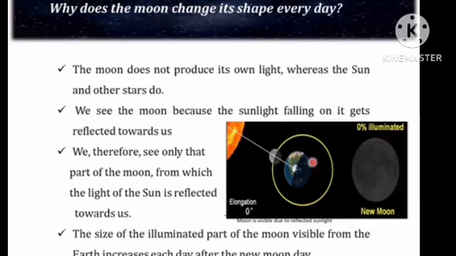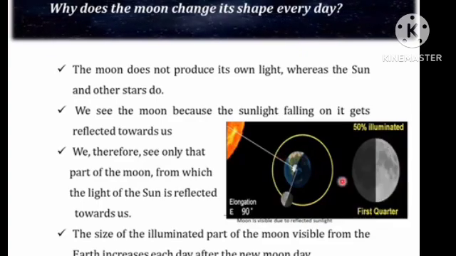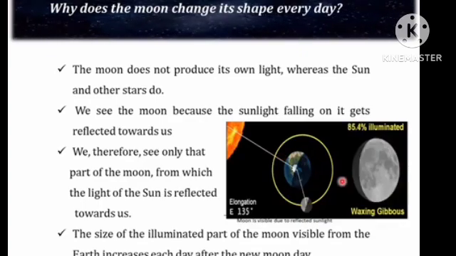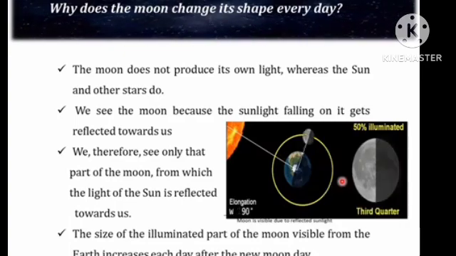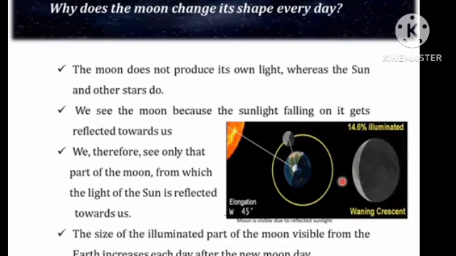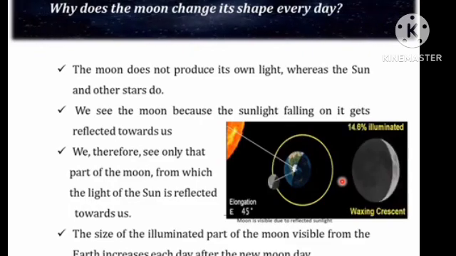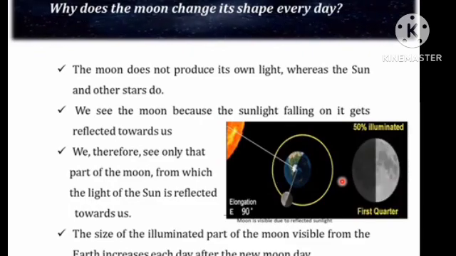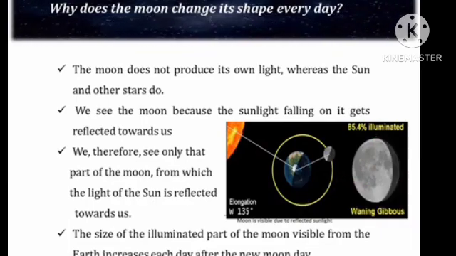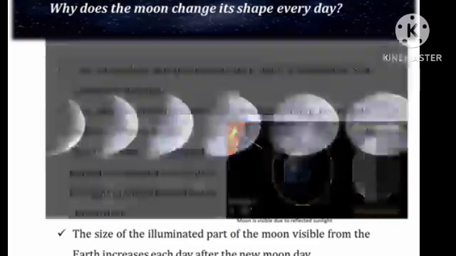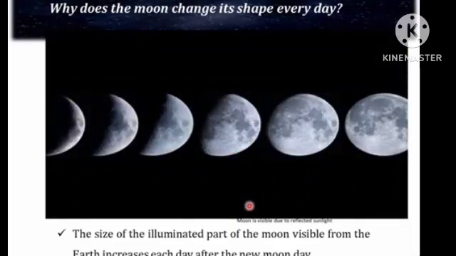For example, on the new moon day, the moon is lined up between the sun and the earth. Hence, we see the side of the moon that is not lit by the sun. Similarly, on the full moon day, the moon receives full light from the sun and reflects it fully. Hence, we are able to see the full shape of the moon. Now, the size of the illuminated part of the moon visible from the earth increases each day after the new moon day.